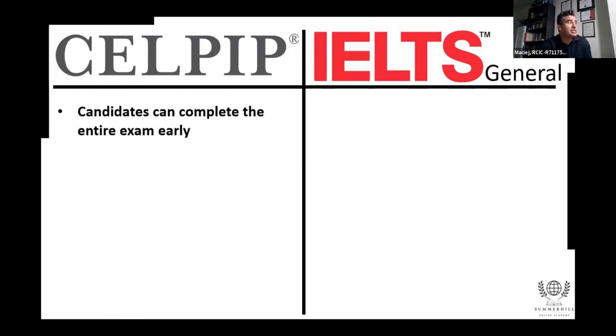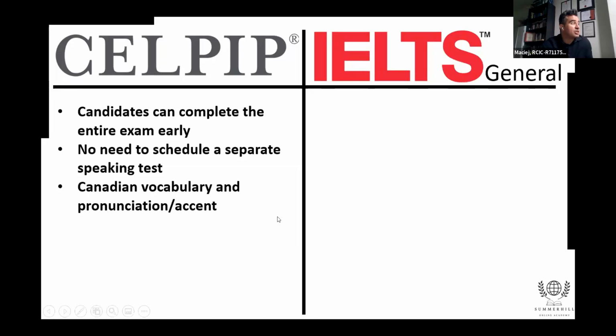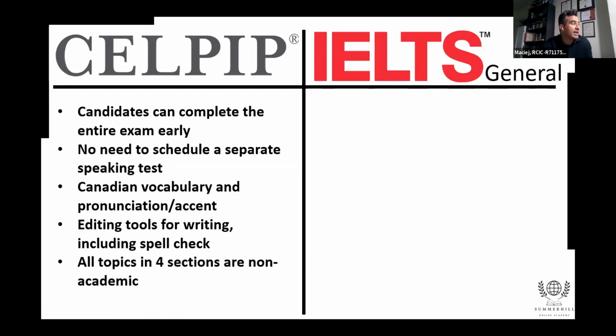Okay, summing up more differences, right? So candidates can complete the entire exam early. So you don't have to wait or reschedule your appointment with the IELTS examiner, right? It's only Canadian vocabulary and pronunciation, editing tools for writing, including spell check. That's really great. And all topics in four sections are non-academic, right? In the reading sections, right?